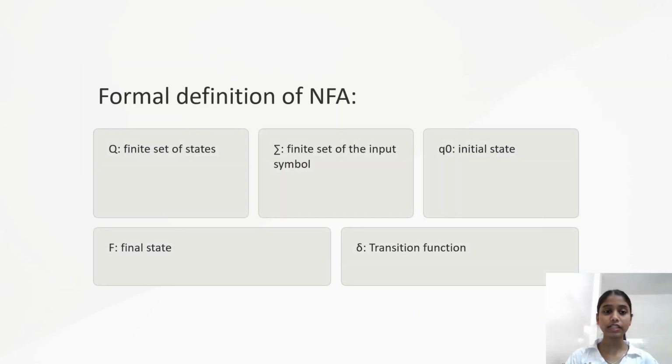So let us see what is the formal definition of NFA. In NFA, capital Q stands for finite set of states in the transition, and the sigma represents the finite set of input symbols, that is the alphabet. Q0 is the initial state and F is final state, and the transition function is defined by this symbol.